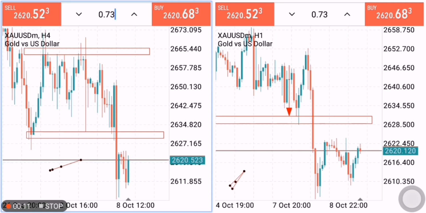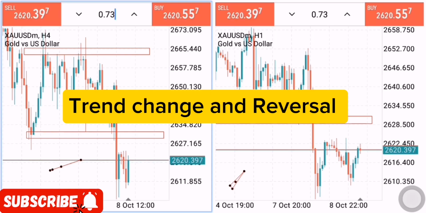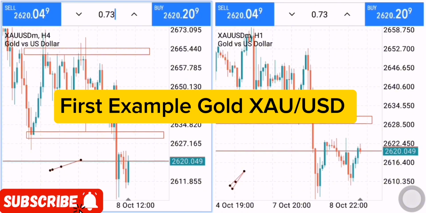At the end of this video, you should be able to identify when the trend is changing or when price is going to reverse, when price gets to a key level. So we are going to be sharing with you 3 examples. We are currently on gold on the 4-hour and the 1-hour time frame.